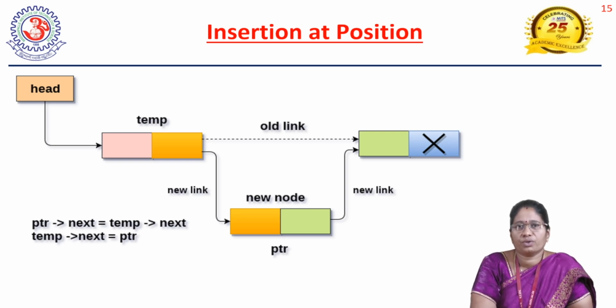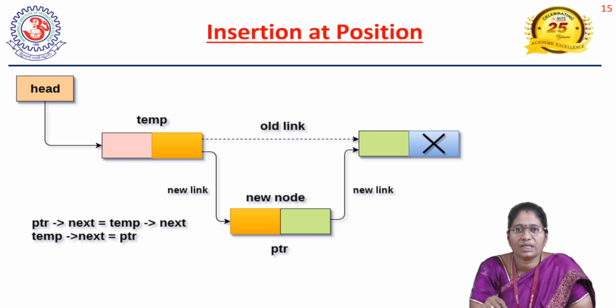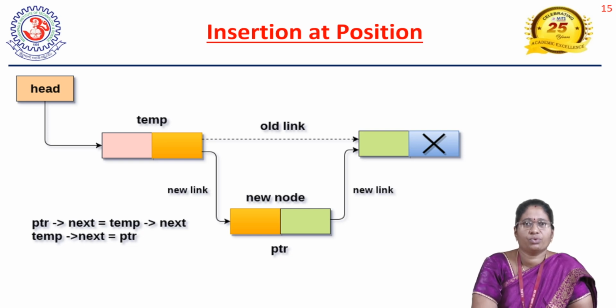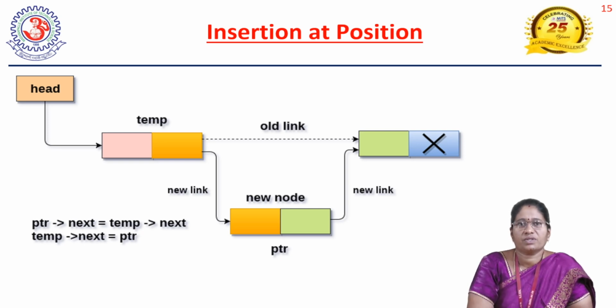Next, what you are going to do, now you have to insert your new node in that proper place. That is your second step. Temp dot next is equal to pointer. So if you give these two steps, automatically your new node is appended, your new node is joined at that particular place. This is called, we can say, insertion at position.